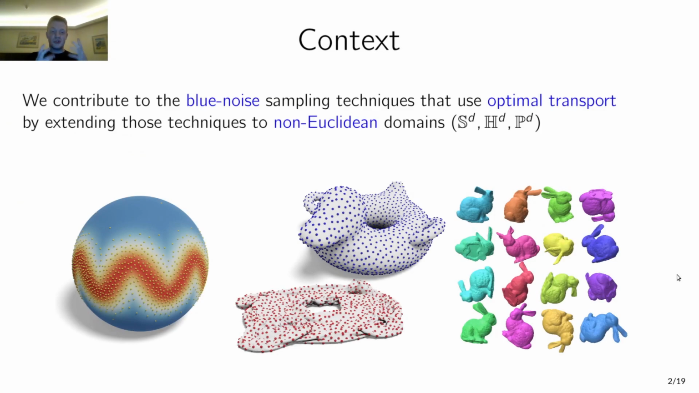So first, to sum up our contributions, we contribute to the set of techniques that are able to sample blue noise points with good quality in any dimension, and that use optimal transport to do so. Basically, we extend an algorithm that was defined in a simple Euclidean setting to non-Euclidean domains, such as the sphere, the hyperbolic plane, and the projective plane. And regarding the applications, we hope that since you can now sample intrinsically curved manifolds, it is going to be easier to apply sampling to geometry.